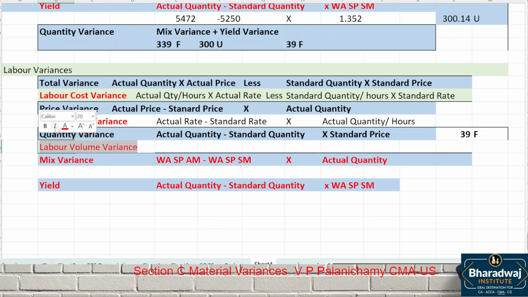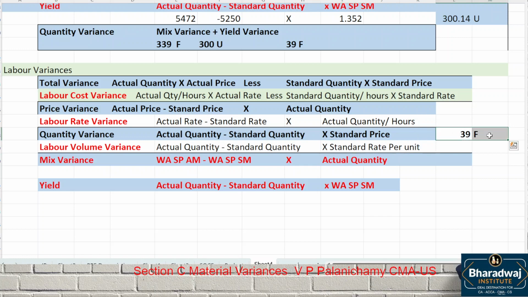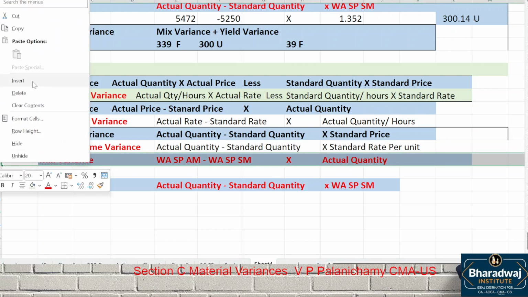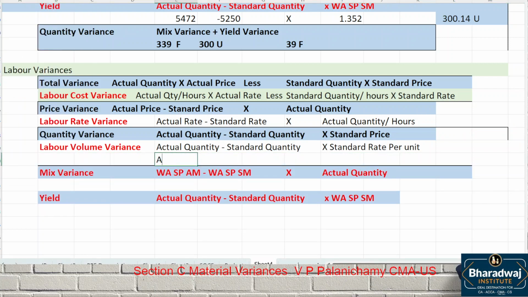In case of material, we use the word quantity variance. In IMA, they use the words interchangeably. Sometimes they ask you labor quantity variance, which is nothing but labor production volume variance. Simple. Actual quantity minus standard quantity into standard rate. Or this can be worked by another method where workers are paid based on hours.